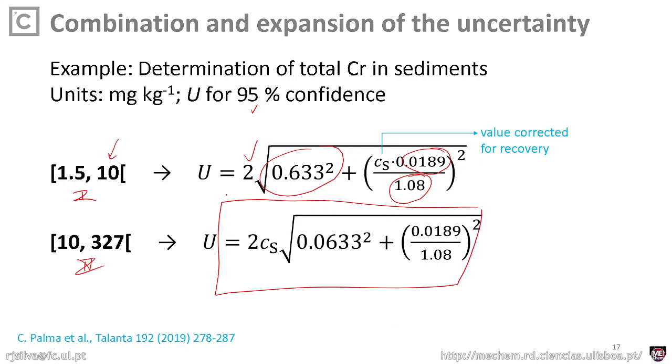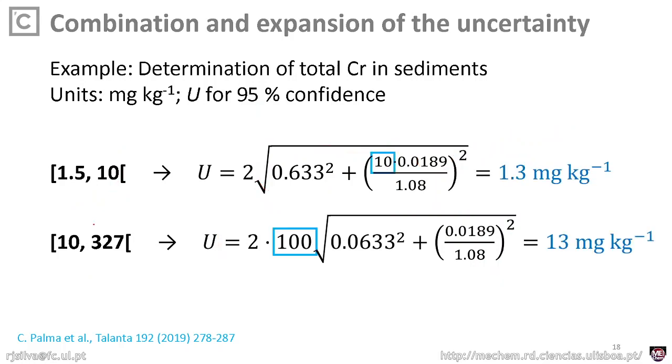If you study the performance of this analysis at 10 and 100 milligrams per kilogram, we get 1.3 and 13 milligrams per kilogram of our expanded uncertainty.